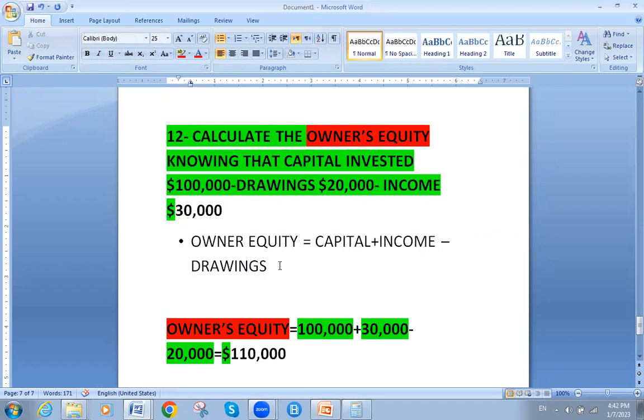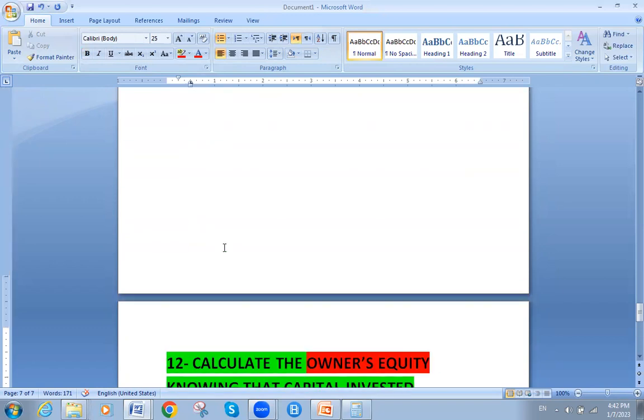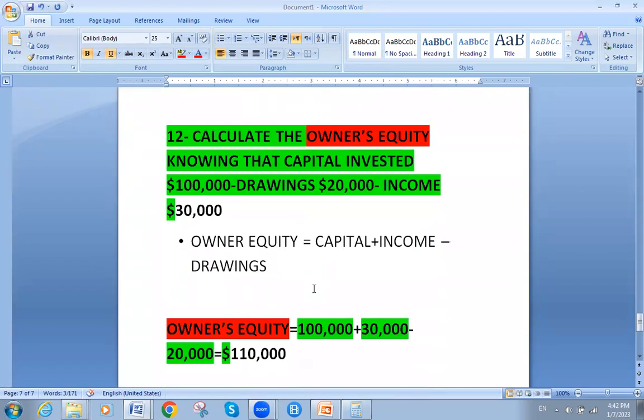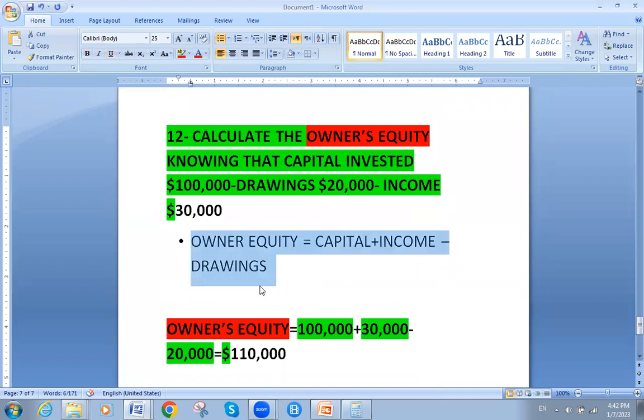So today we talked about the owner's equity. We talked about the long-term assets. We had an example here. This is the long-term assets or long-term liabilities as well. We learned about the long-term liabilities, and we also know what we mean by the owner's equity and the owner's equity equation. We had it as well.